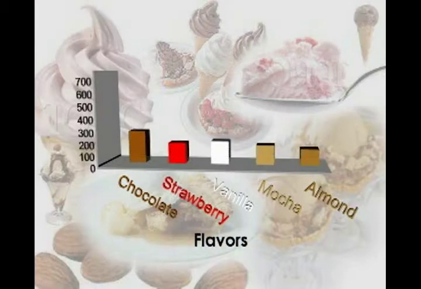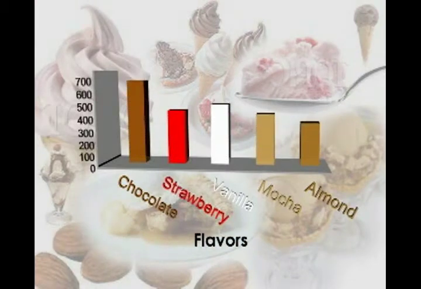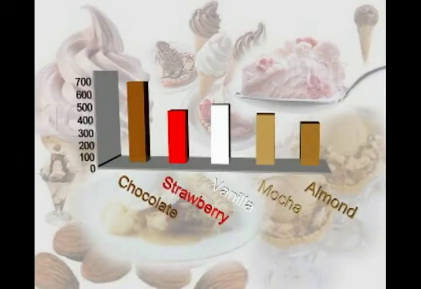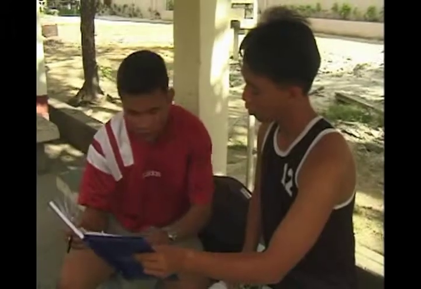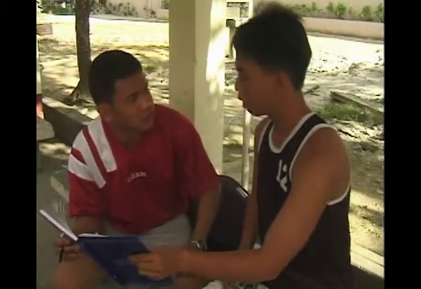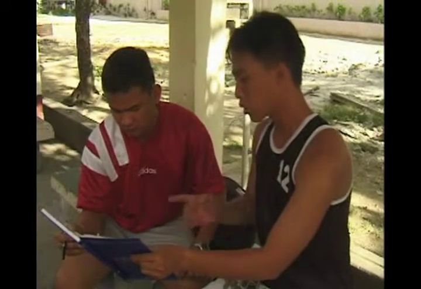If flavors go on the horizontal axis, then purchases go on the vertical axis. Now choose an interval and mark off a convenient scale on the axis that shows the numbers. I think I'll use an interval of 100. If that is so, how thick do you make the bars? Depends on the space I have on my paper.